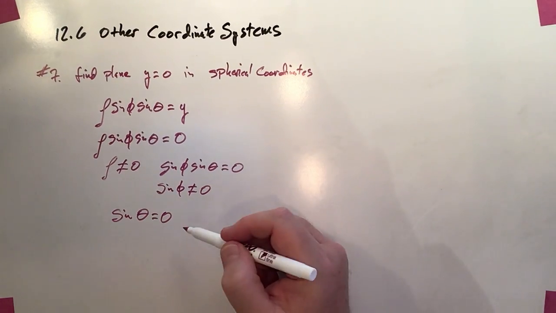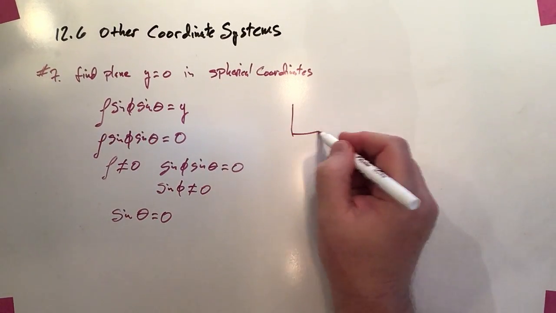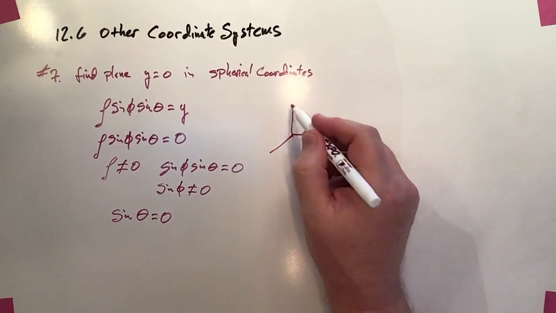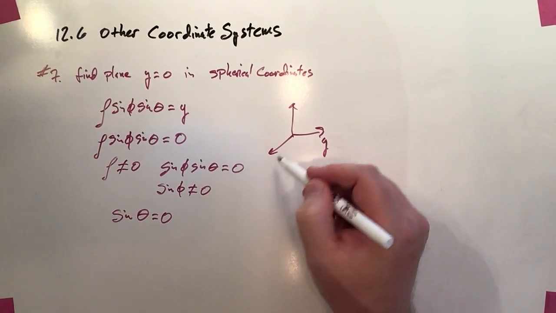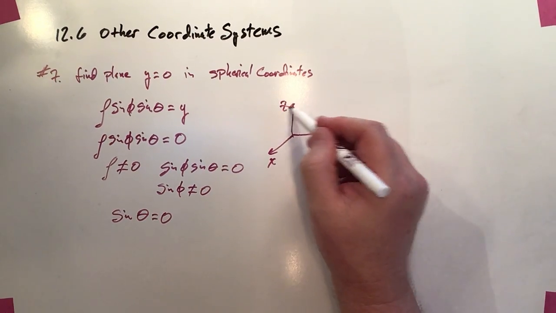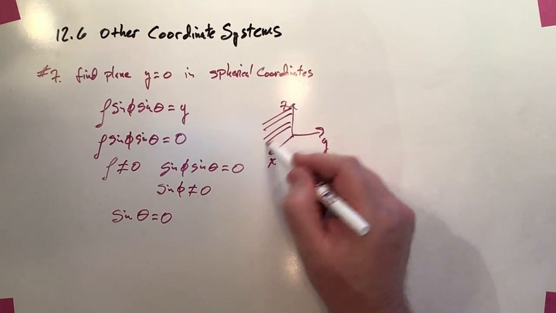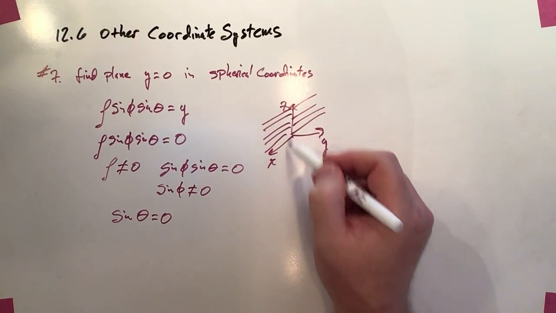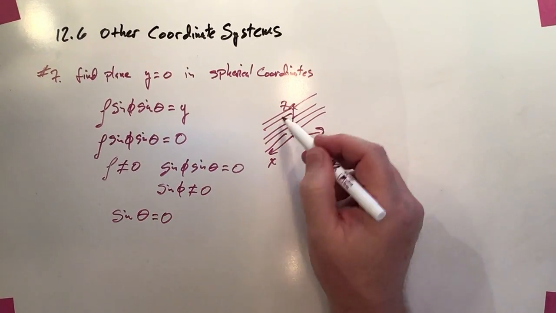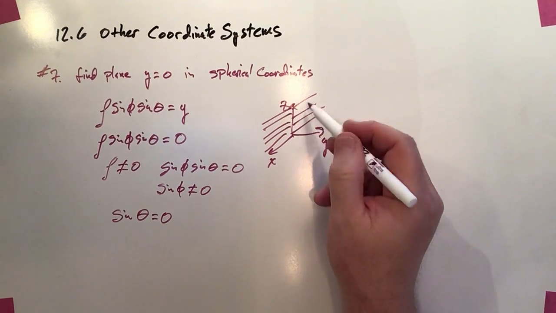Well, let's examine all the points that satisfy this. In 3D, what we're basically talking about is all the points where y equals 0. Well, that's every point in the xz plane. So it'll be all of these points stretching in both directions. It'll basically make a wall in our 3D space. So that's the plane we're talking about.